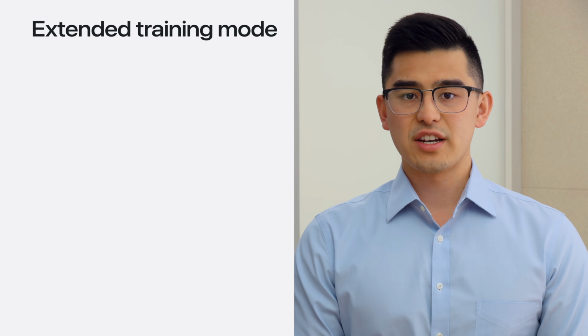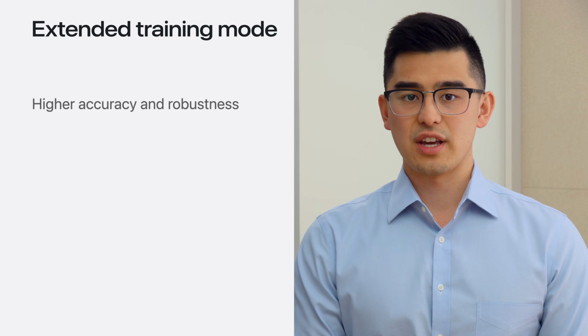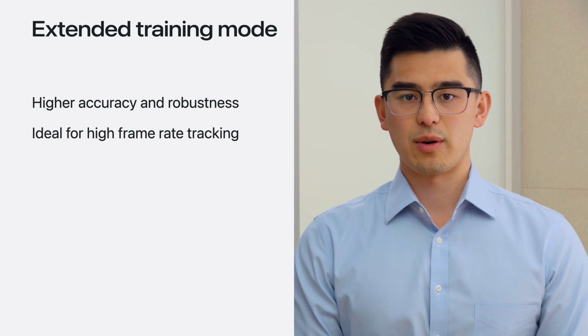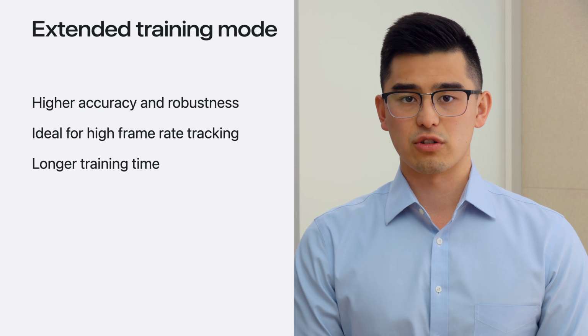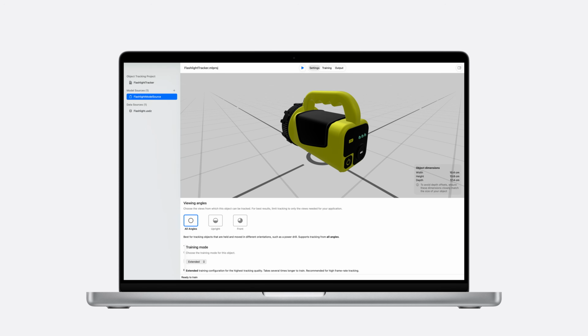Next, let's discuss the new extended training mode we added to CreateML. When training a reference object in CreateML, you can now choose between the standard and the extended training mode. The new extended training setting increases the accuracy and robustness of tracking, and is recommended to be used in combination with high frame rate tracking. Please note that the extended training takes significantly longer compared to standard mode. You will find the training mode setting in the object tracking template in the CreateML app, right below the viewing angle settings.